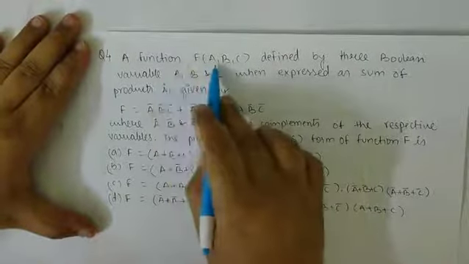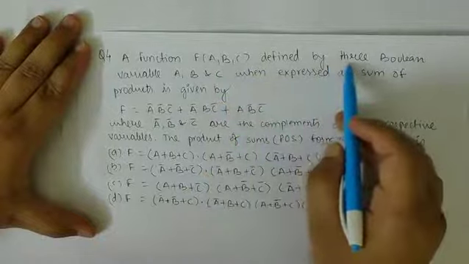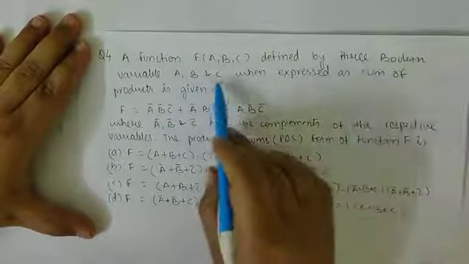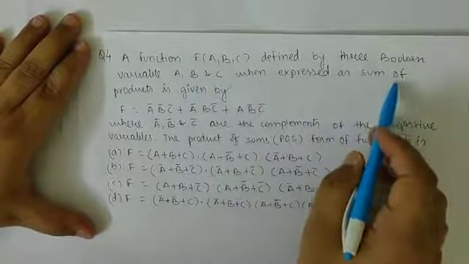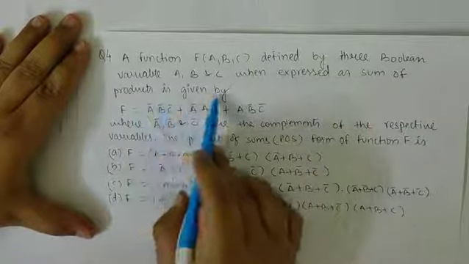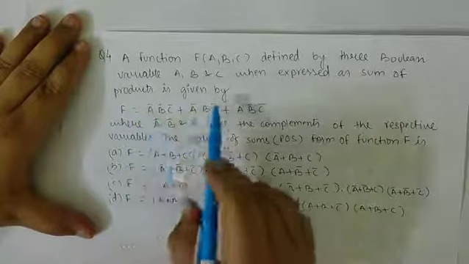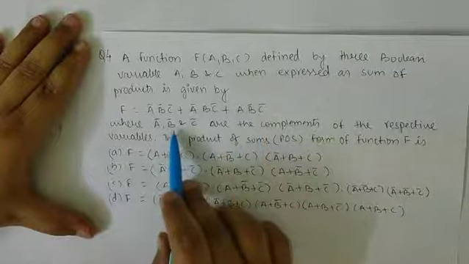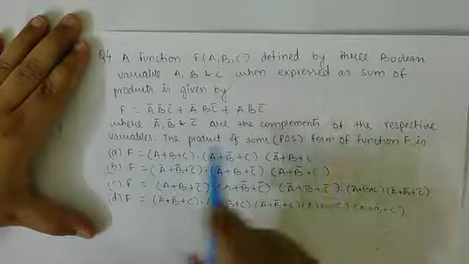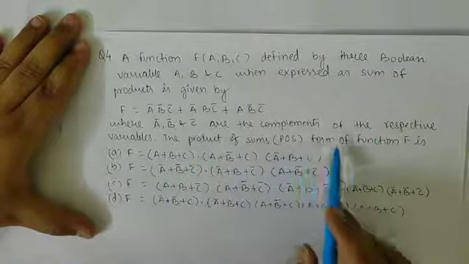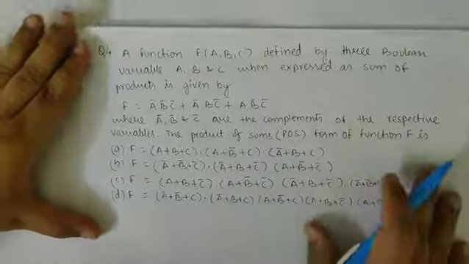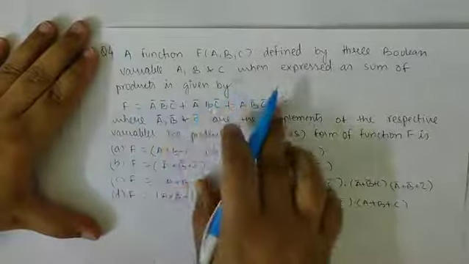A function f(a,b,c) defined by three Boolean variables a, b and c, when expressed as sum of product, is given by f equal to this, where a bar, b bar and c bar are the complements of the respective variables. The POS form of the function is, okay, he has given the SOP form.